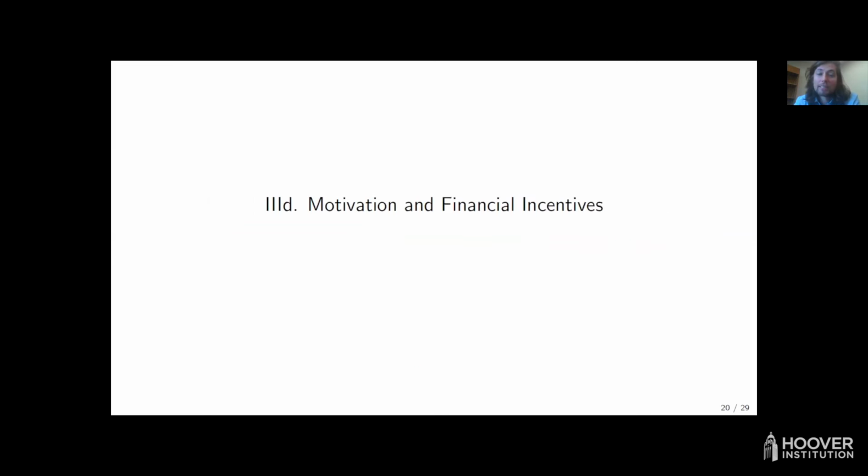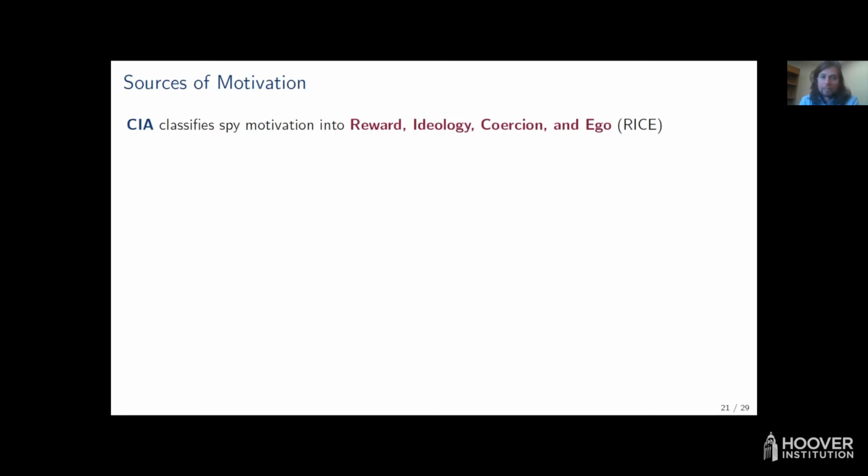Okay, last section of the paper. This is about motivation and financial incentives. So here, even today, secret services think a lot about the different sources of motivation that spies have. So the CIA, for example, has this classification system called RISE, which stands for reward, ideology, coercion, and ego. And the East German Secret Service had a similar, yet a little bit more simple system. They recorded the first 2 of these points, whether spies were financially motivated, which is called reward here, and whether spies were ideologically motivated. And so this is the next thing that we analyze.